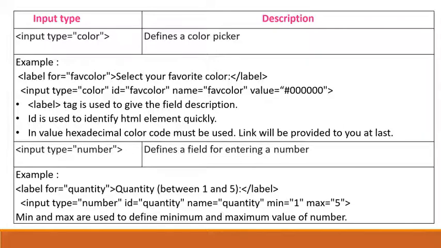Now new two attributes I have given, that is minimum is equal to 1 and maximum is equal to 5. That is minimum number is 1 and maximum number is 5. That quantity I want between 1 to 5. So minimum value is 1 and maximum is 5. So minimum and maximum are used to define the minimum and maximum value of number. So first we have learned input type equal to color, and second we have learned input type is equal to number. Now the next one.